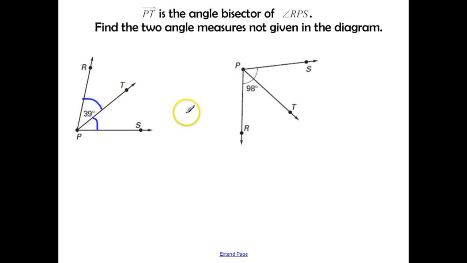So I'm just going to go ahead and make my markings. Now if they're congruent, that means this angle is exactly the same. So this angle is also going to be 39 degrees. So now I found the measure of angle TPS equals 39 degrees.